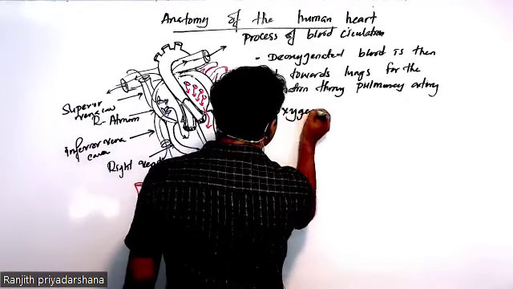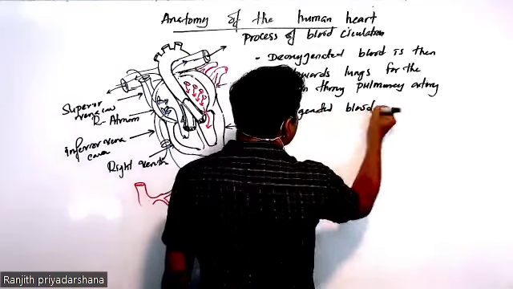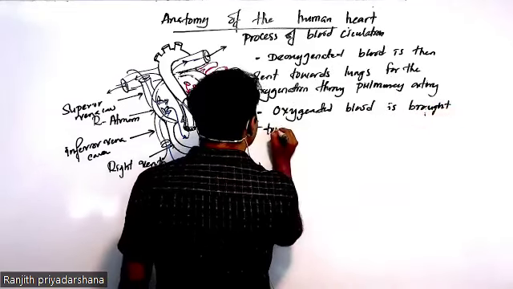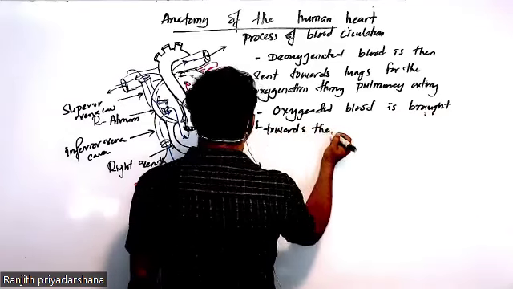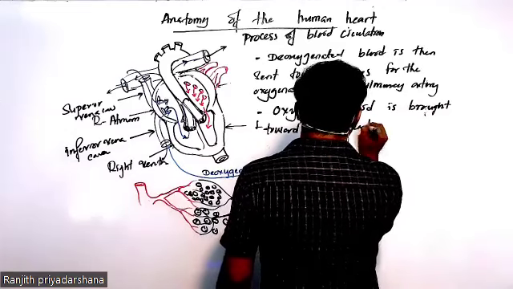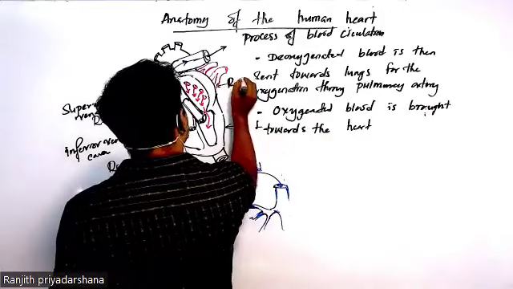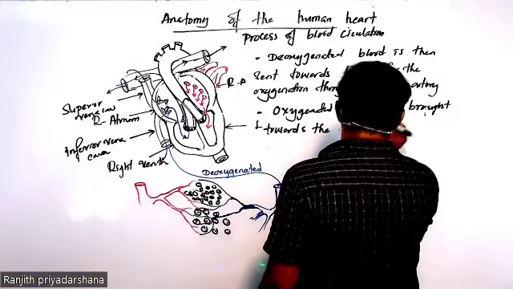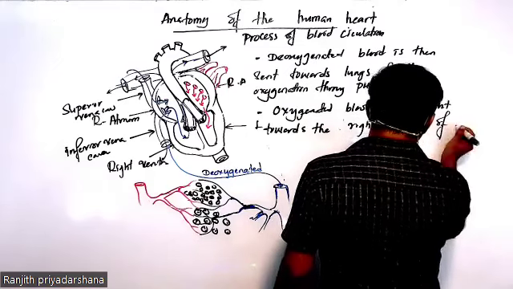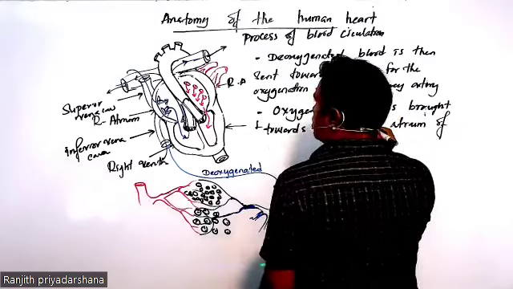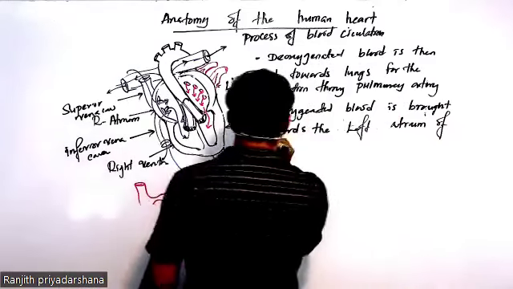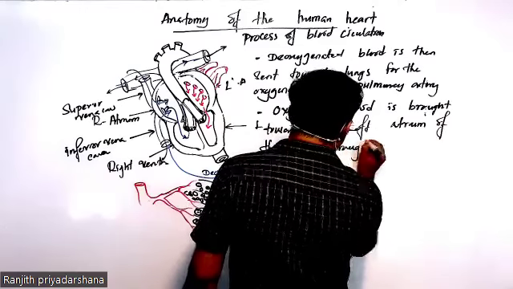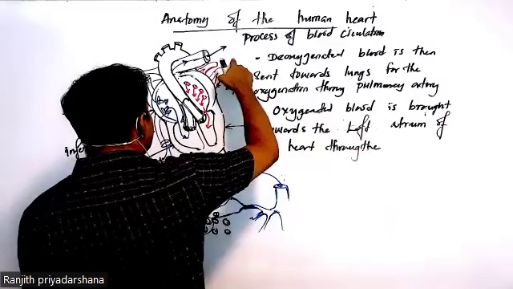Oxygenated blood is brought towards the heart, actually the left atrium or auricle of the heart, through the pulmonary veins.